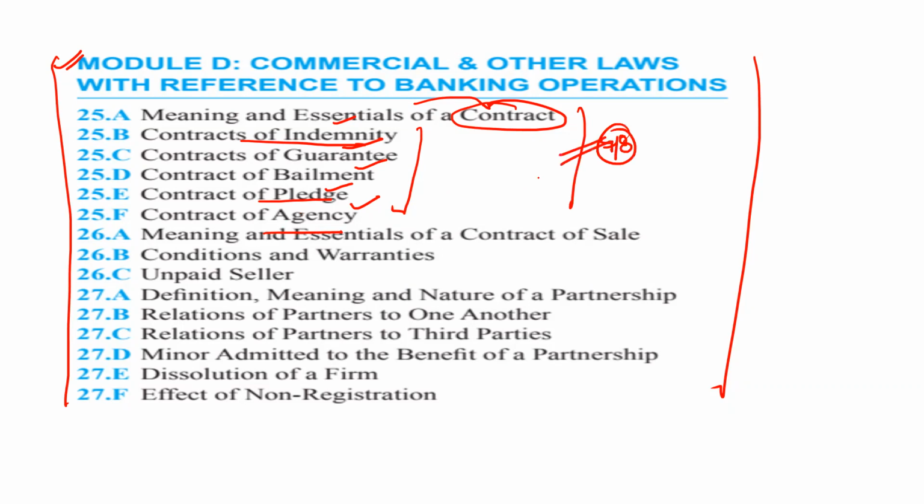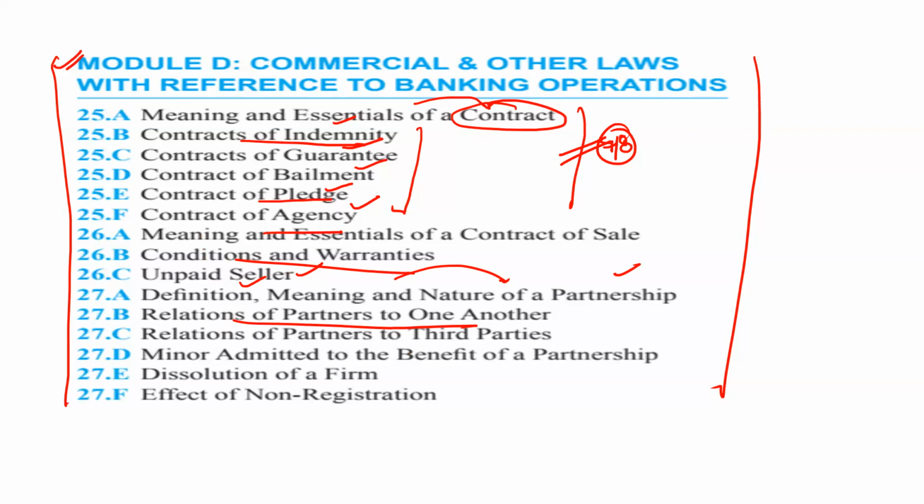After that, the meaning and essentials of the contract of sale. Next one, the conditions and the warranties, unpaid seller. Then the definition, meaning and nature of a partnership, relations of the partners to one another, relations of the partners to third parties. After that, the minor admitted to the benefits of the partnership.